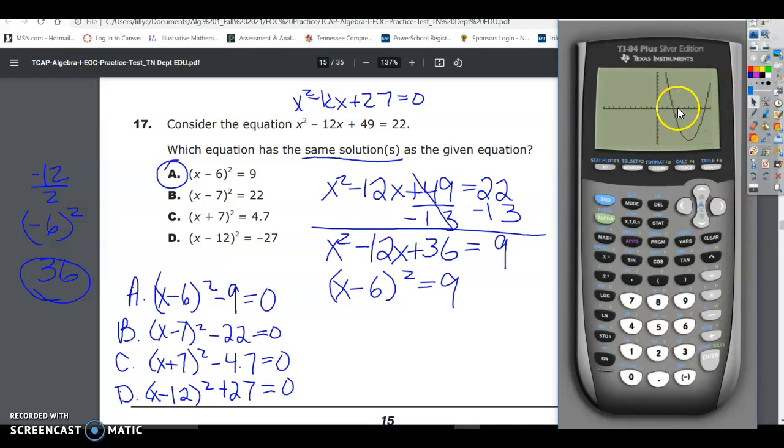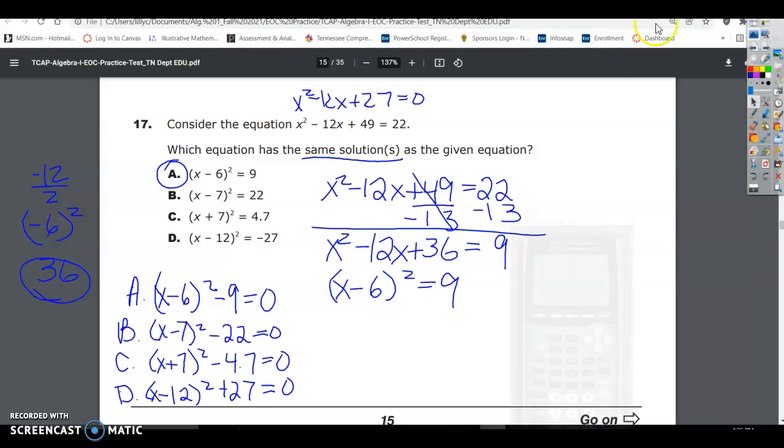So you can see 3, 4, 5, 6, 7, 8, 9. So 3 and 9 are my solutions here. All right, if I go back and hit clear, I'm going to type in A exactly how it is: x minus 6 quantity squared, and then minus 9, and now I'm going to hit graph. If it graphs correctly, I should get the same answer. So there's 3, 4, 5, 6, 7, 8, 9. So 3 and 9. By graphing, you can also see that the correct answer is A.